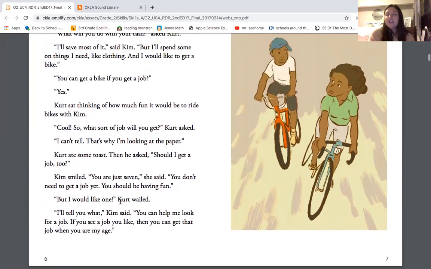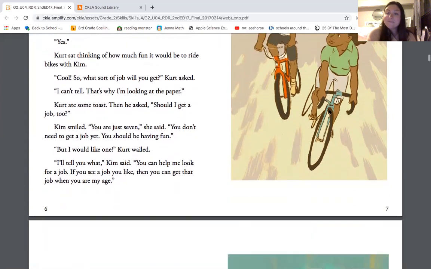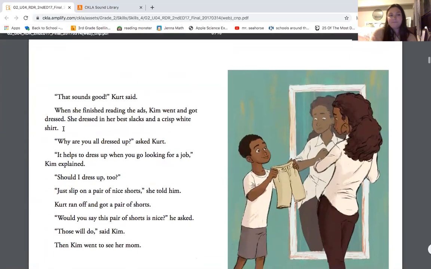All right, so here we have Kurt imagining him and Kim riding bikes together, because we know that she wants to save money for a bike. She doesn't have one yet.